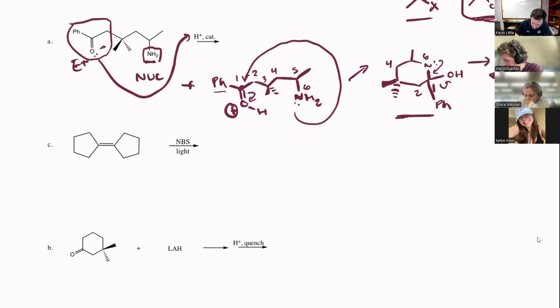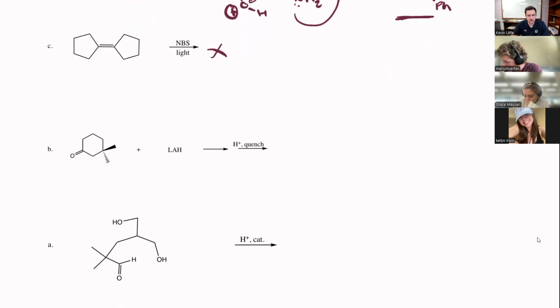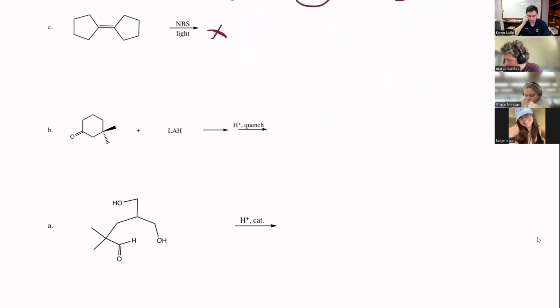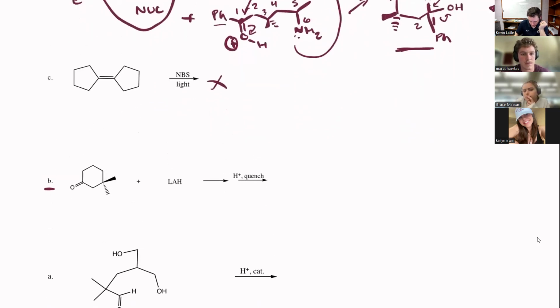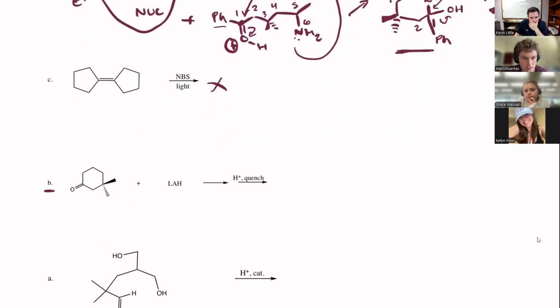All right, this is a reaction we didn't go over, so I'm going to skip it. All right. This reaction. Do I have a nucleophile? Which one? For B? For B. I don't see one. No, it doesn't look like it.